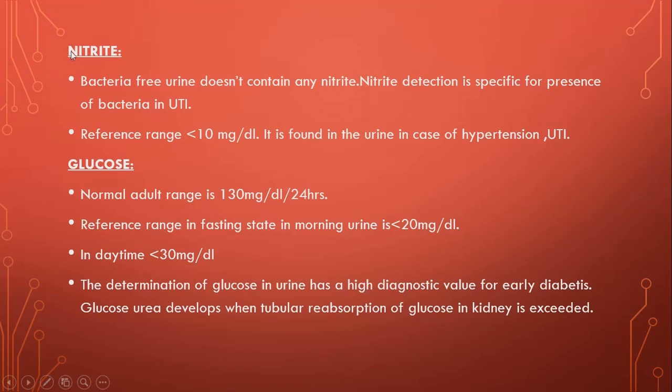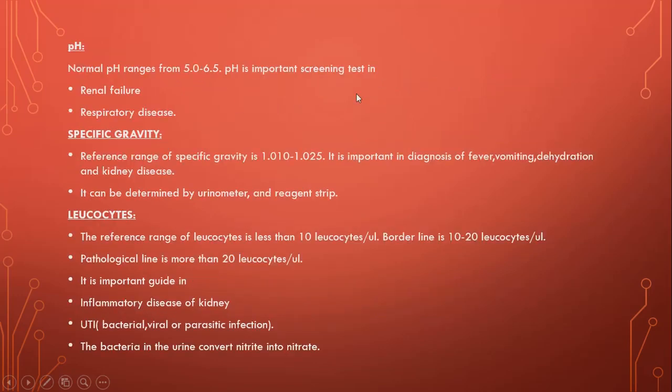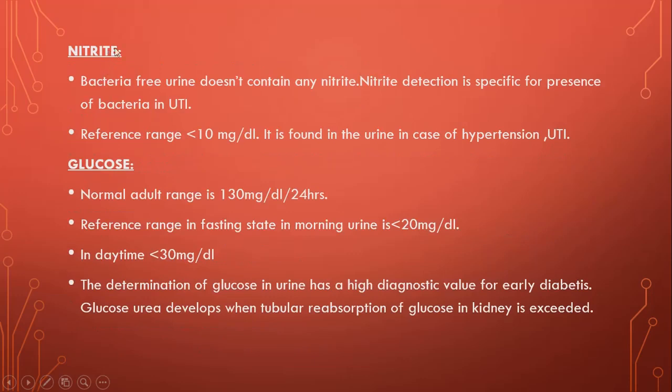So nitrites, bacteria-free urine doesn't contain any nitrite. So this line which I mentioned here should be in this nitrite segment. That's a mistake. Bacteria-free urine doesn't contain any nitrite, and if nitrite is detected, it shows that there is presence of bacteria in the urine, which indicates UTI or urinary tract infection. So the reference range is less than 10 milligrams per deciliter, and is found in the urine in case of hypertension or UTI.